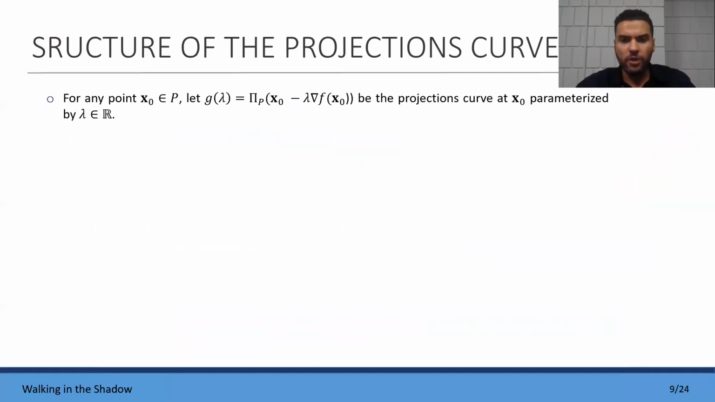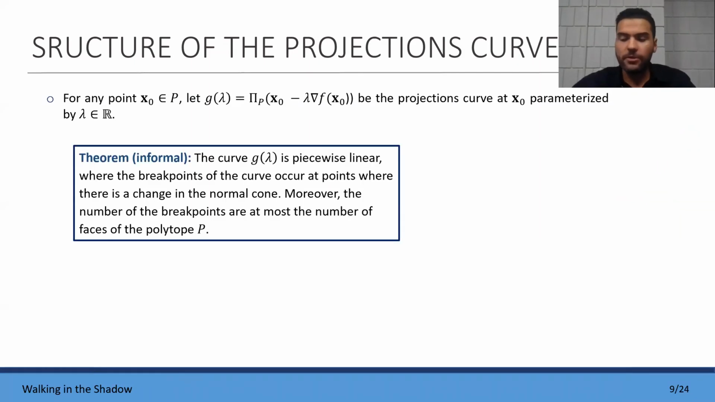So now we're going to talk about the structure of the projections curve, and this is the main result in this talk, and it's central to our analysis and our algorithms. So for any point x0 in the polytope, we let g of lambda be this projections curve at x0 parameterized by the step size lambda. And we have this theorem here that completely characterizes this curve as a piecewise linear curve, where the breakpoints of that curve occur at points where there's a change in the normal cone.